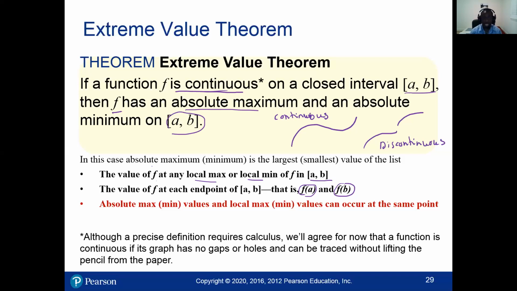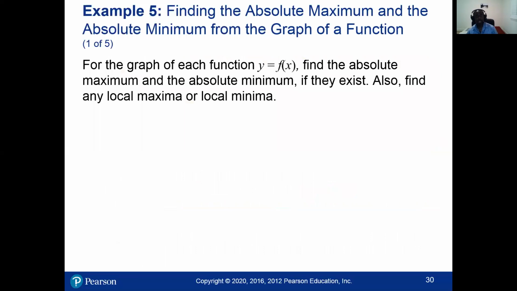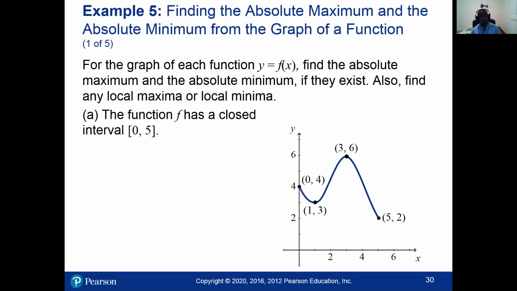Here are some examples. Now, this question says that we should find the absolute maximum and absolute minimum values from the following graphs. First, look at this graph carefully. What is the domain? The domain is the interval AB.